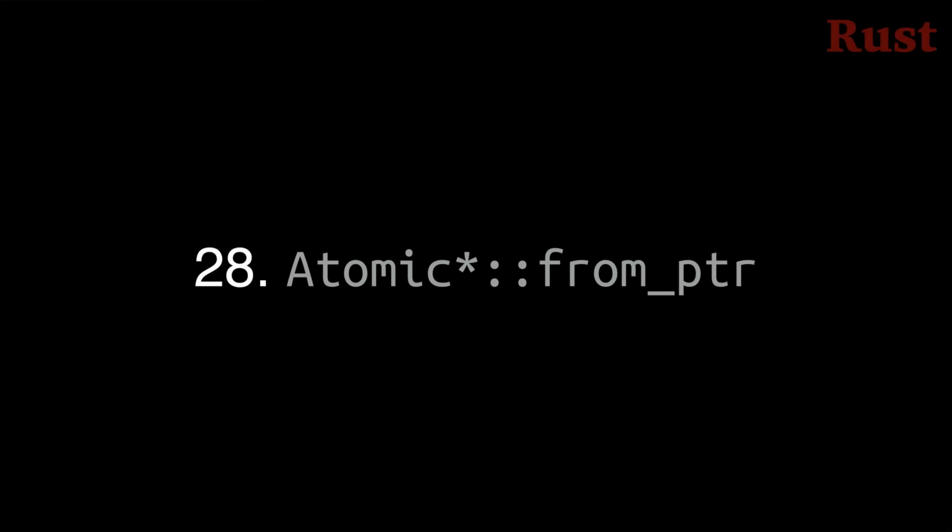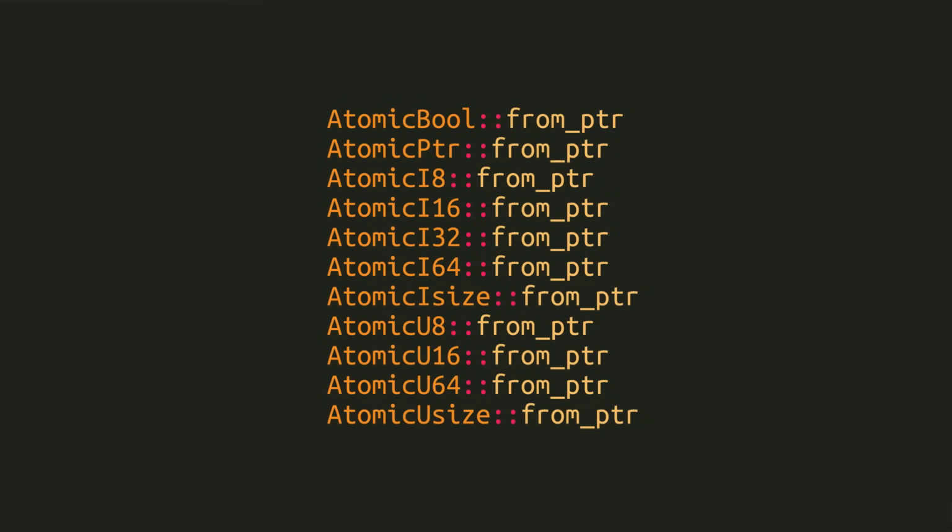Now it's time to go through the stabilized APIs for this release. Number 28. All the atomic types have a from_ptr method which stabilized. And here are all those types. They are analogs for most integer types, plus the bool and pointer types. The from_ptr method takes a pointer and creates a reference to an atomic type out of it.